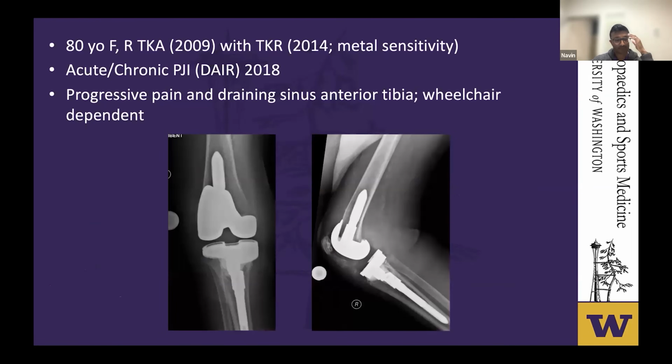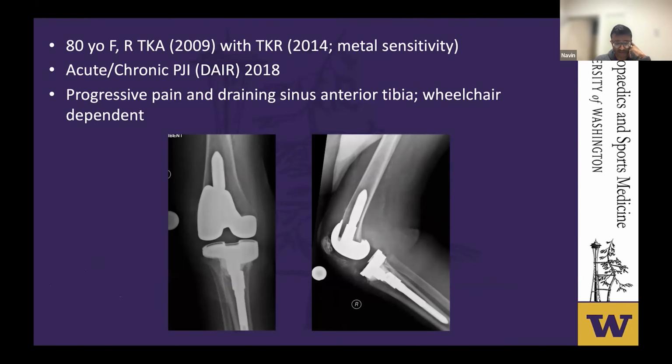So finally, a case in point of an 80-year-old female with multiple medical comorbidities who had a remote history of total knee arthroplasty and revision at an outside hospital. I had performed a DAIR procedure on her in 2018 after a presumed acute PJI after admission with bacteremia. She had remained on chronic suppression and had been lost to follow up to my clinic, although she continued to follow up with infectious disease.